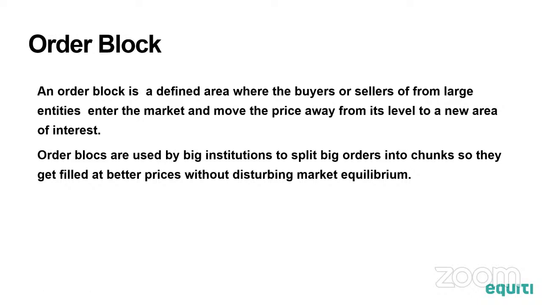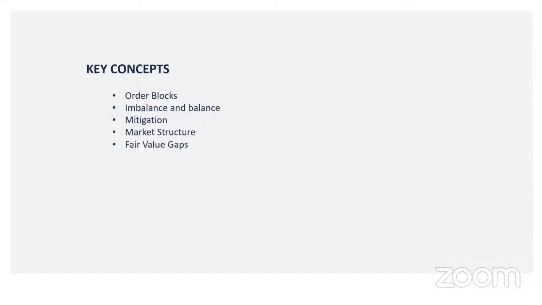You're going to see this happening in the charts. Order blocks are used by institutions to split big orders into chunks so they get filled at better prices without disturbing the market equilibrium. It's a very abstract concept to think about, but you can identify where there was a huge demand area or a huge area where guys started selling immediately in the market. If you can identify this, then you can use it as part of your strategy in identifying some of these other concepts that give you an entry.